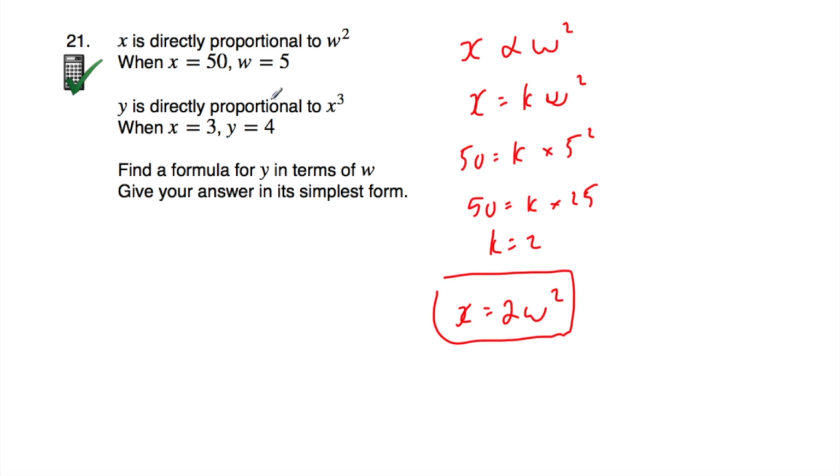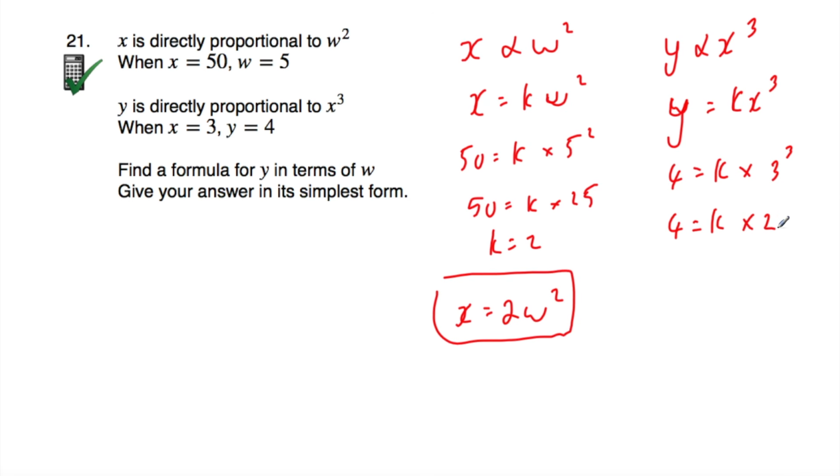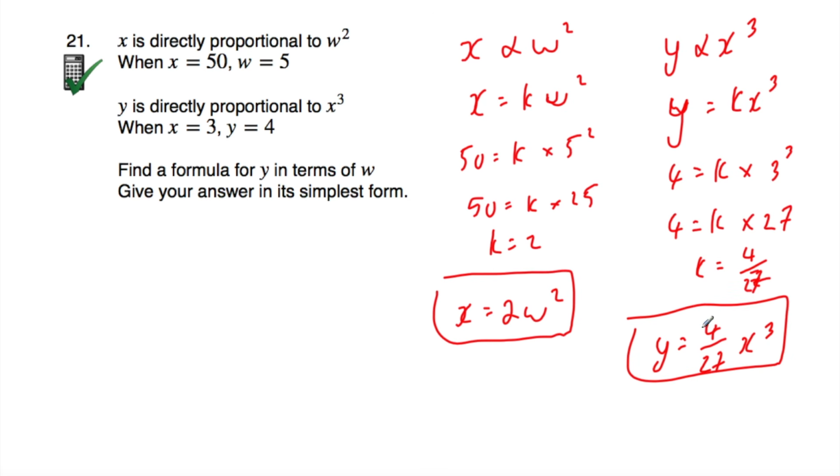Now if we look at our next relationship, we've got that y is directly proportional to x cubed. So that means that y is equal to kx cubed. And if we substitute in our values, we're going to get that 4 is equal to k times 3 cubed. 3 cubed is 27, so we get 4 is equal to k times 27. And then if you divide by 27, we're going to get that k is equal to 4 27ths. And then if we substitute that into the formula, we're going to get that y is equal to 4 27ths x cubed. That's our second formula.